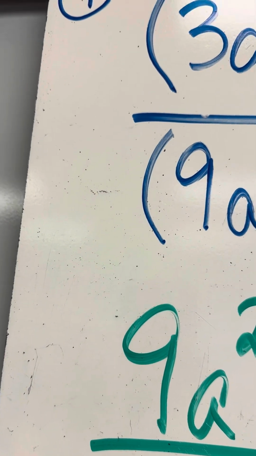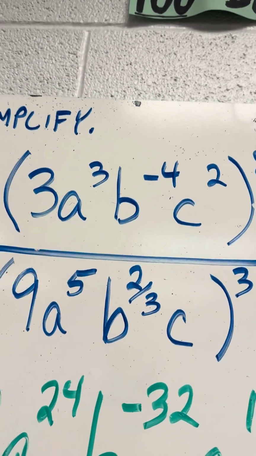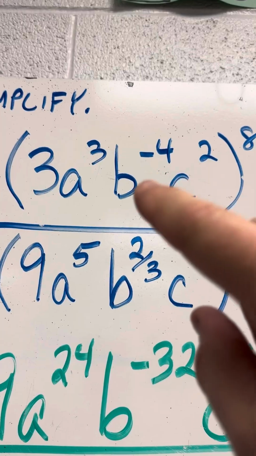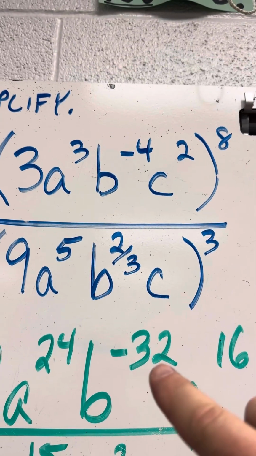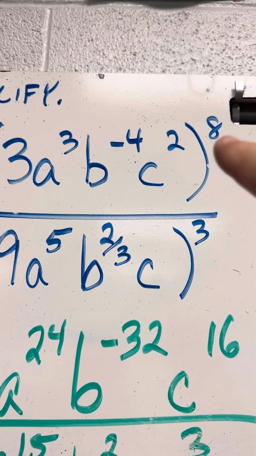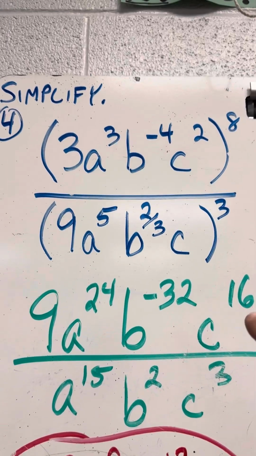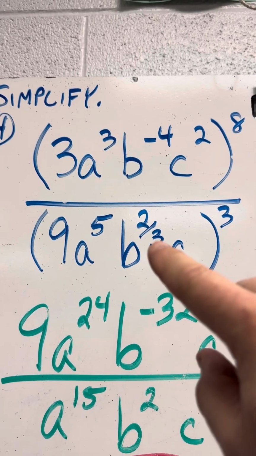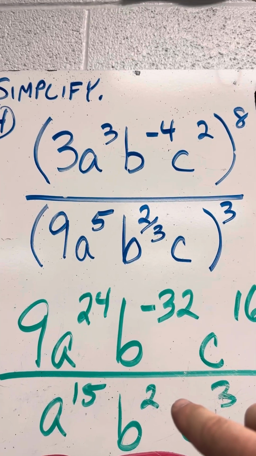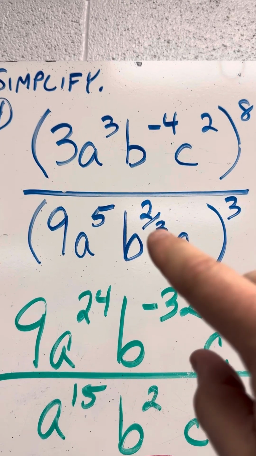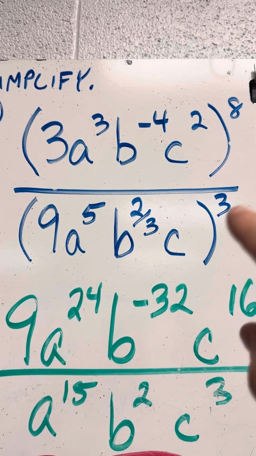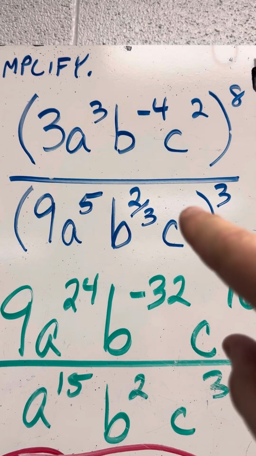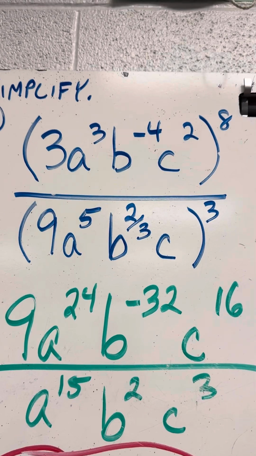Okay? Now, a to the 3 times 8 is 24. Negative 4 times 8 is negative 32. 2 times 8 is 16. Okay, on the bottom, 5 times 3 is 15. 2/3 times 3 is 2, right? Because 2/3 times 3, the 3's cancel, you're just left with 2. c to the 1 times 3 is 3.